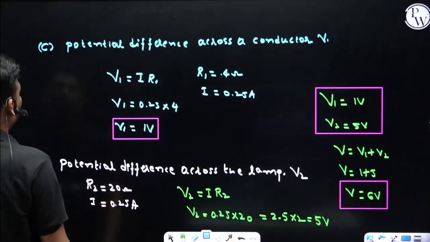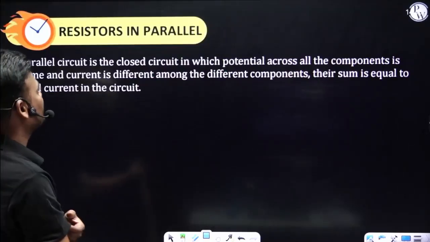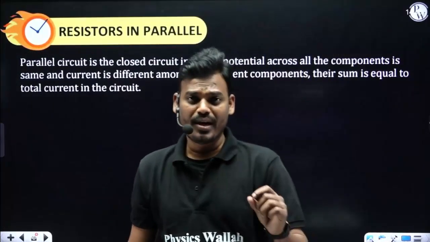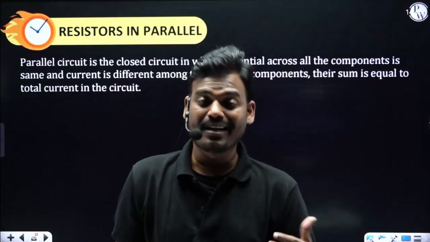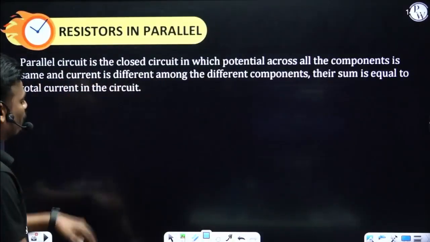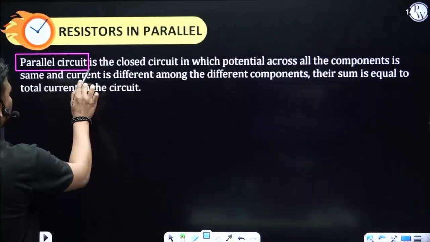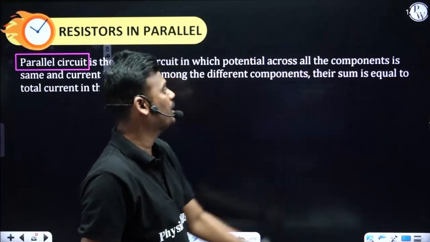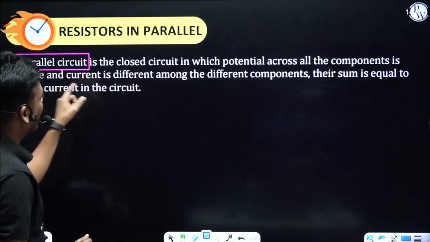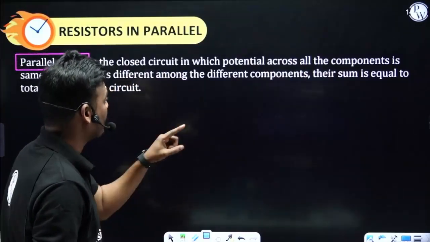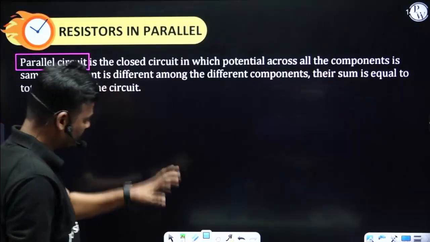Now let's move on to resistors in a parallel combination. In a parallel combination, the potential difference remains the same, but the current varies. A parallel circuit is a closed circuit in which the potential across all the components is the same, and the current is different among the different components; their sum is equal to the total current in the circuit.